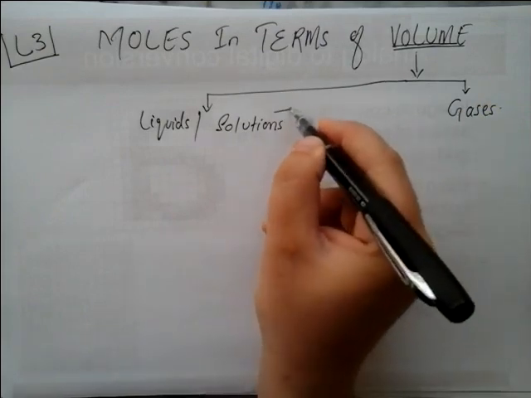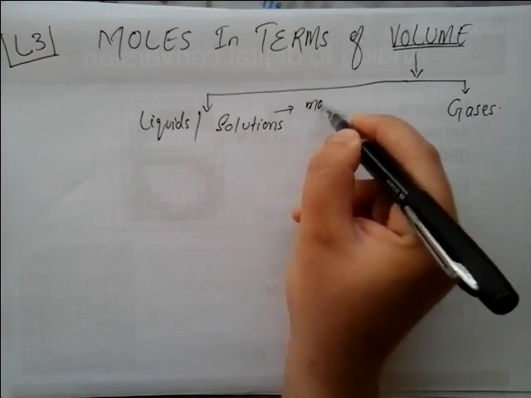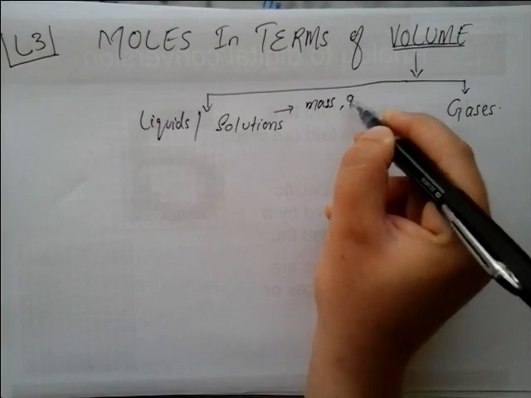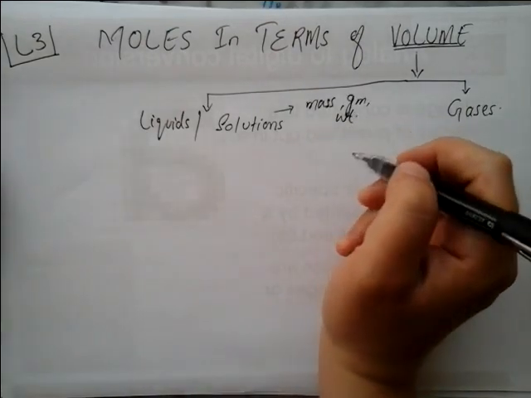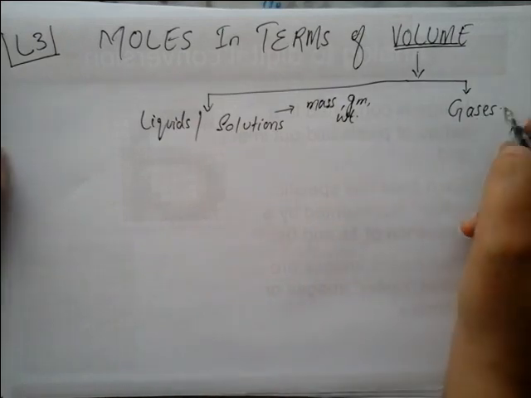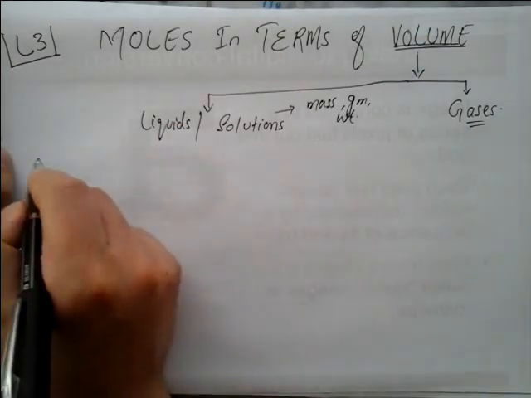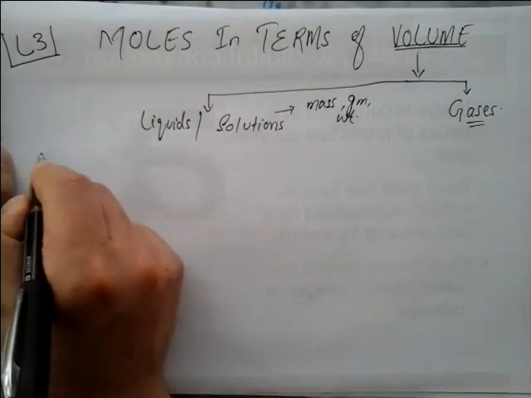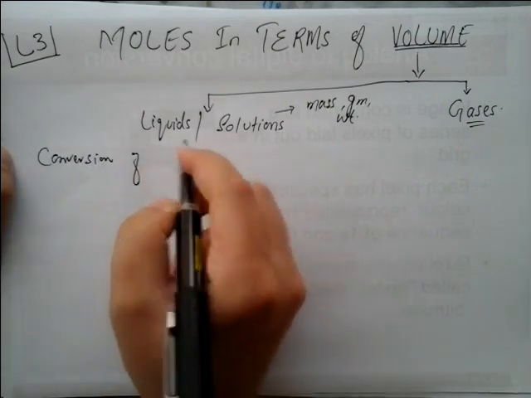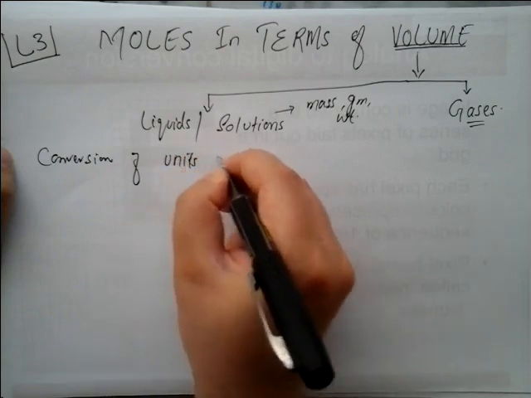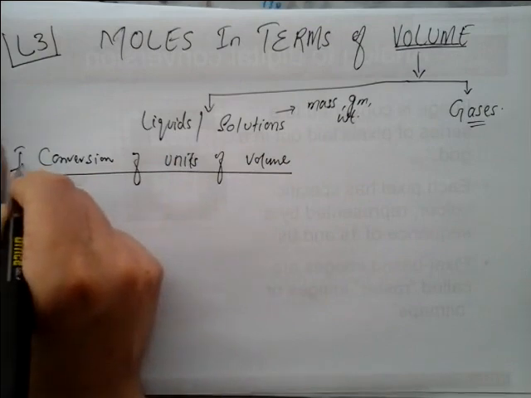We also measure solutions through mass, by taking the unit gram, or weight. But usually volume is used for the measurement of solutions, okay? And gas is usually measured in volume. So first of all, we have to understand the conversion of units of volume. Okay, interconversion of units of volume.